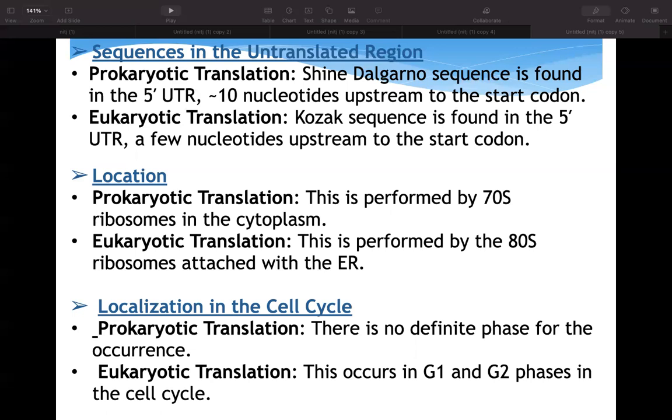The localization in the cell cycle. The difference in prokaryotic and eukaryotic translation in localization in the cell cycle is that prokaryotic translation has no definite phase for its occurrence, but eukaryotic translation occurs in the G1 and G2 phases of the cell cycle.